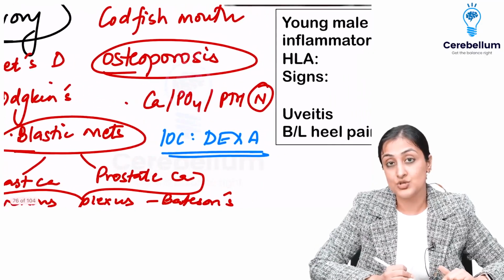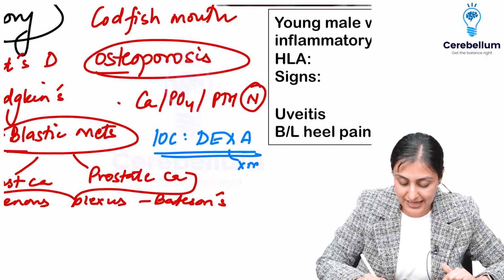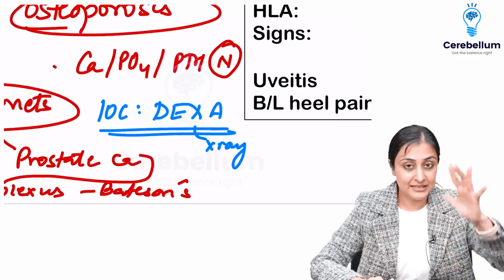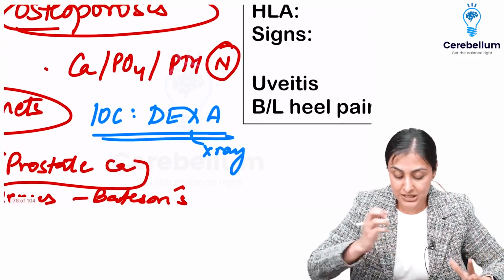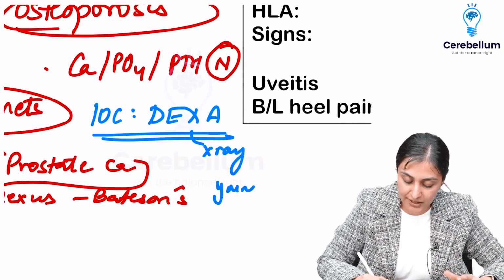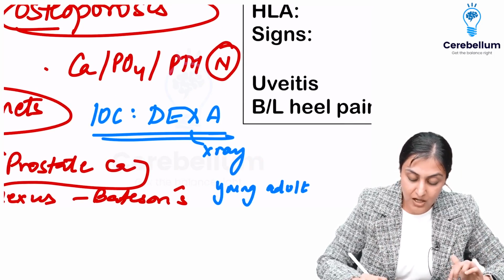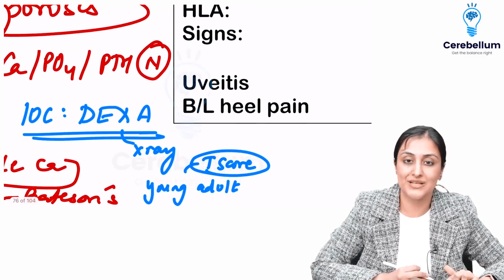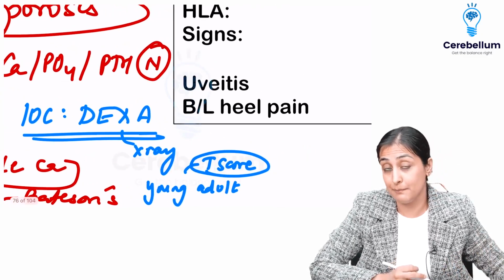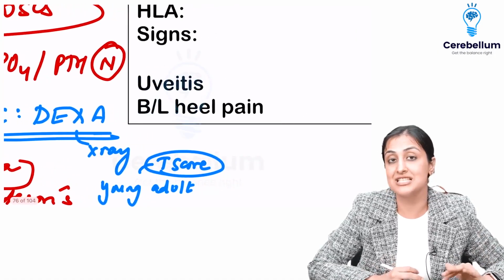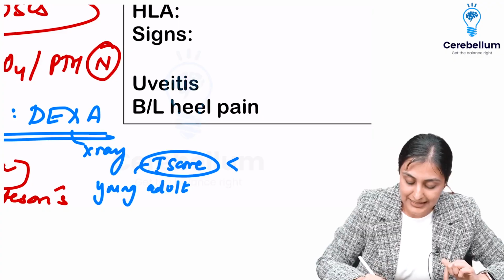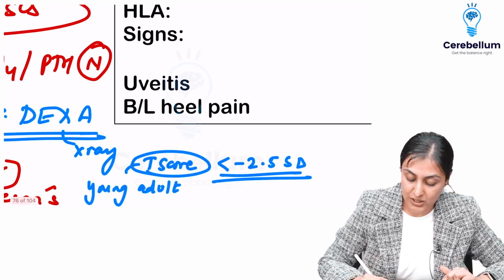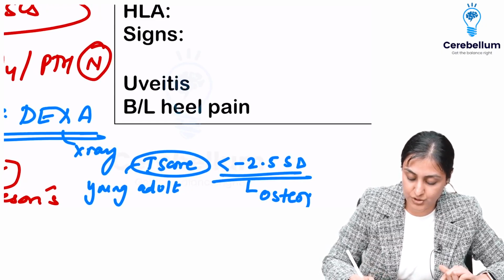DEXA scan, you know, stands for dual energy X-ray absorptiometry. So what we do is, I take the bone mineral density of our patient and we compare it with a young adult's density. Young adults wear t-shirts, isn't it? So that gives us a T-score. So when I compare the density of my patient with a young adult's bone mineral density, we get a T-score. Any T-score below minus 2.5 standard deviation is the definition of osteoporosis.